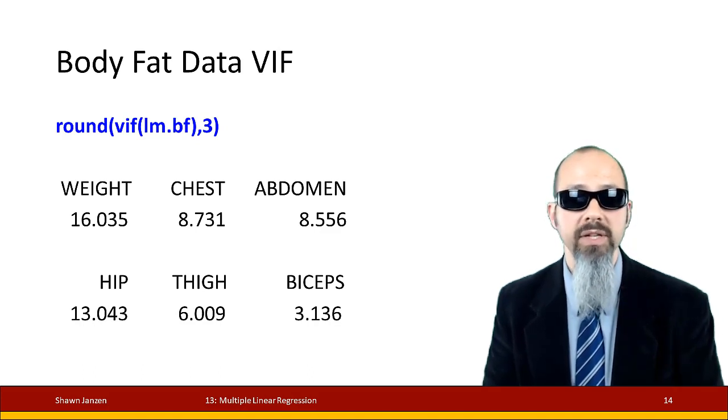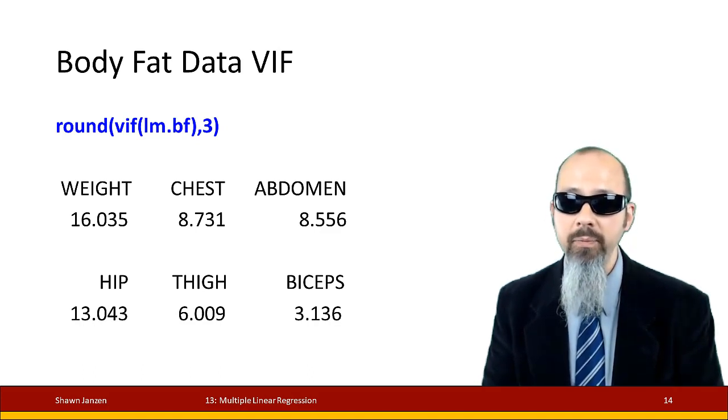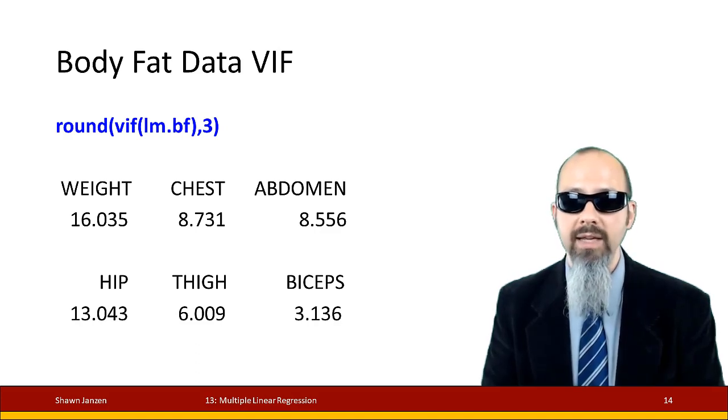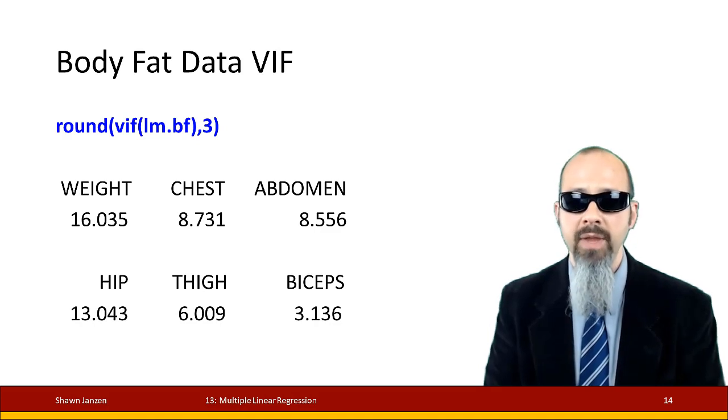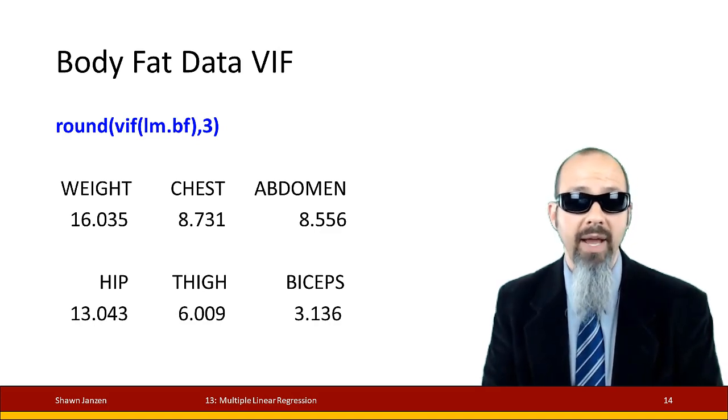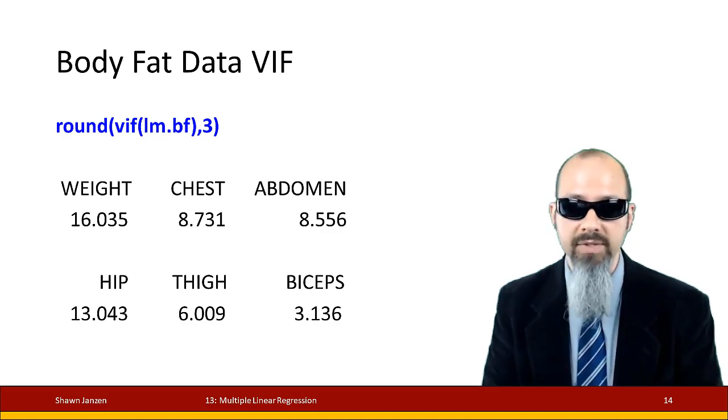Do we have any problems here? I'd say we do. Take a look at weight and hip. Both of them are above 10. Major problems here. Are there any others that are past our threshold of 5? Absolutely. Chest, abdomen, and thigh are all causing problems here. And chances are some of those VIF scores could be going up based on some of those that are higher than they need to be.